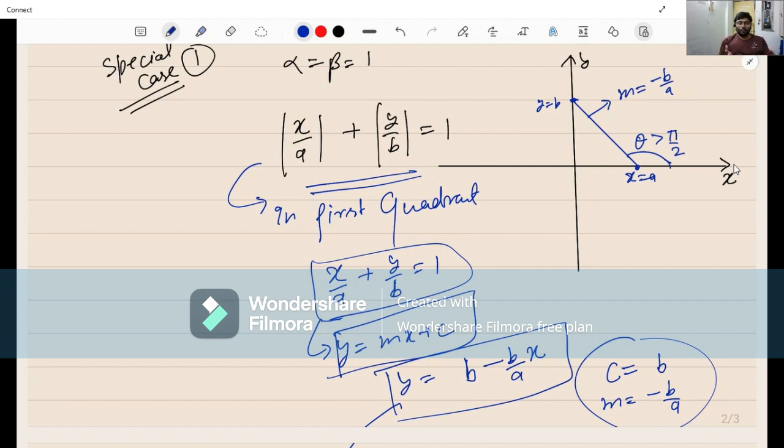Now we got the equation in the first quadrant. Fine. We know the slope. We know that it is a straight line. We know where it cuts the x-axis and where it cuts the y-axis. Now, since we know the behavior of the modulus, we will make its mirror image in all the quadrants. So in all quadrants, it will look like this.